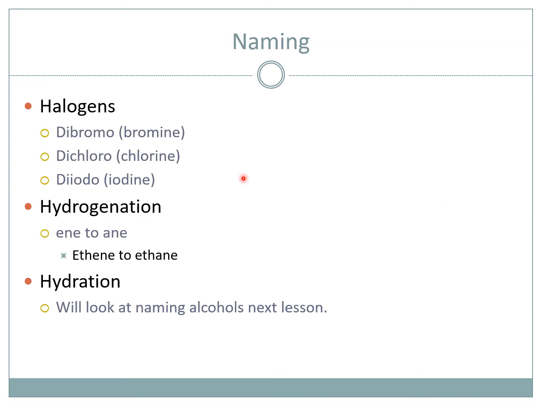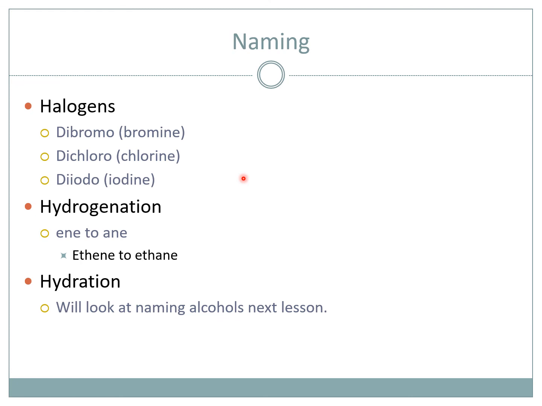So, then we get to naming. Now, we've mentioned the naming again. Dibromo, dichloro, diiodo. Hydration makes enes into anes. Hydrogenation makes enes into anes, and hydration we'll do next lesson. Also, the polymers we'll do in future, but basically whatever the monomer was in addition polymerization, you've just put poly in front of the monomer name, and that's your polymer. So we saw ethene earlier, and that will become polyethene or polythene for short.